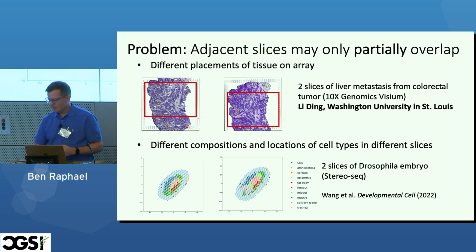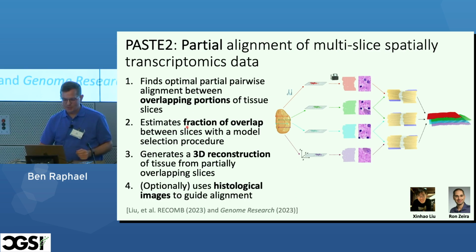So, near Hollywood, we have a sequel, right? A sequel, PASTE 2, even better, PASTE 2, partial alignment of these slices. So, again, multiple slices from the same tissue, but now instead of trying to align them globally, you try to find the best portion to align, and then you can stack them up in 3D. And we can estimate what fraction should overlap, and we can reconstruct in 3D. This is work of Jinhao Liu, a current PhD student working with Ron Zero as a former postdoc.